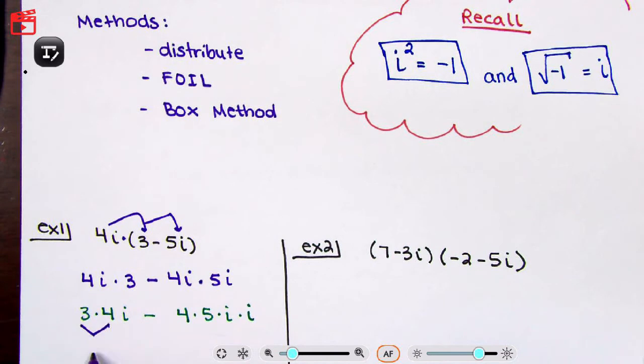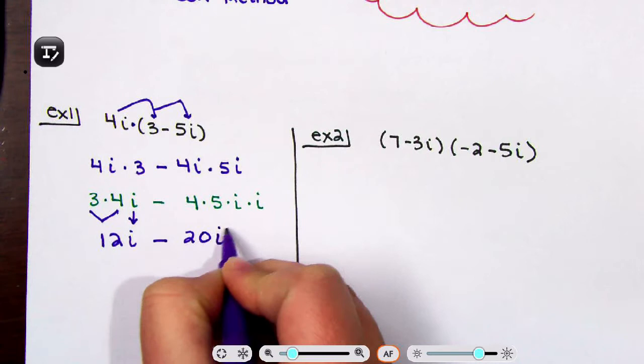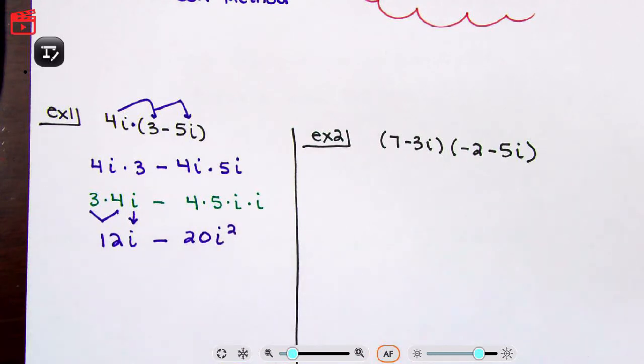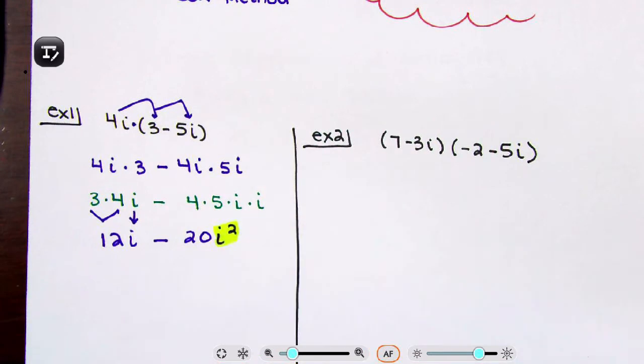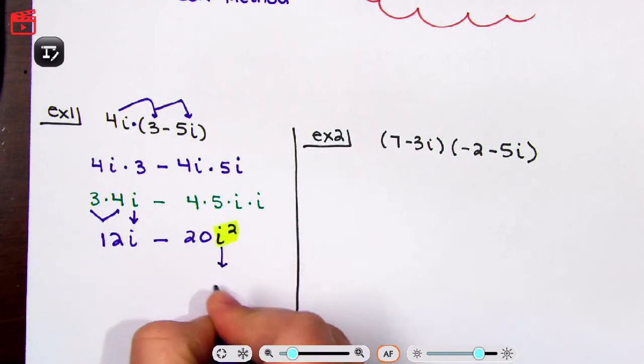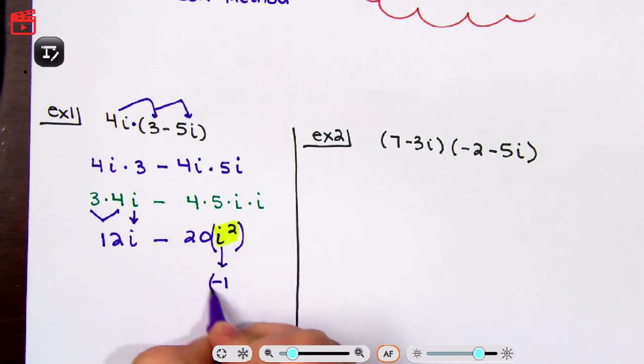3 times 4 is 12. Bring down the i. Minus 5 times 4 is 20. i times i, just like x times x, that means i squared. Now this is our first time we're going to be using our conversion. We know that i squared actually means that you have a negative 1. So this entire i squared is negative 1.